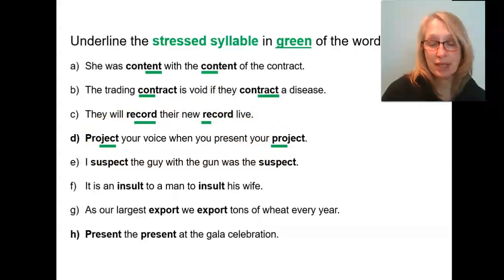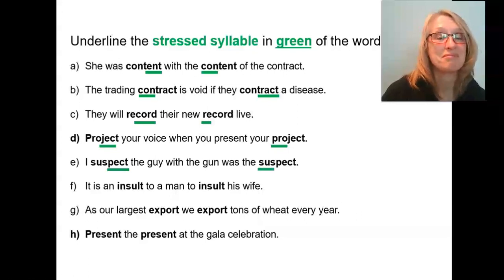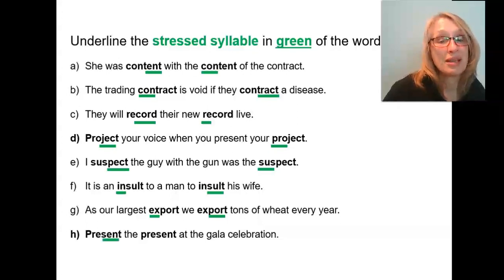E. I suspect the guy with the gun was the suspect. F. It is an insult to a man to insult his wife. And again, that T at the end of a word is not stressed. It is an insult to a man to insult his wife. G. As our largest export, we export tons of wheat every year. H. Present the present at the gala celebration.